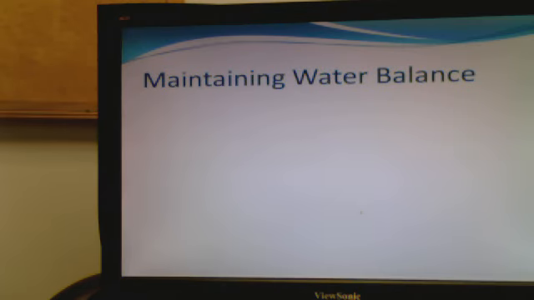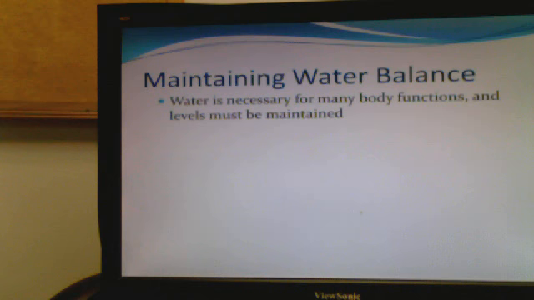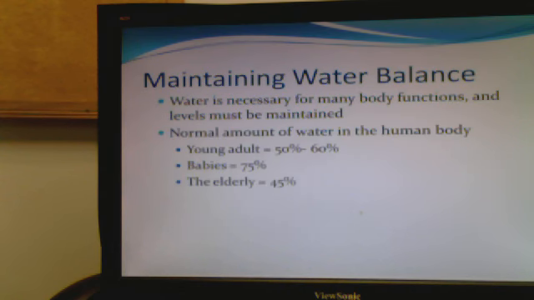So we have talked about the functions of the kidney when it comes to acid-base balance, maintaining hydrogen and bicarbonate balance. We talked about how the kidney maintains blood pressure, fluid, and electrolytes. Now let's talk about more of the water balance. So water is necessary for many functions, and the normal amount of water in the body is really a lot. It's 2/3 of the body weight.